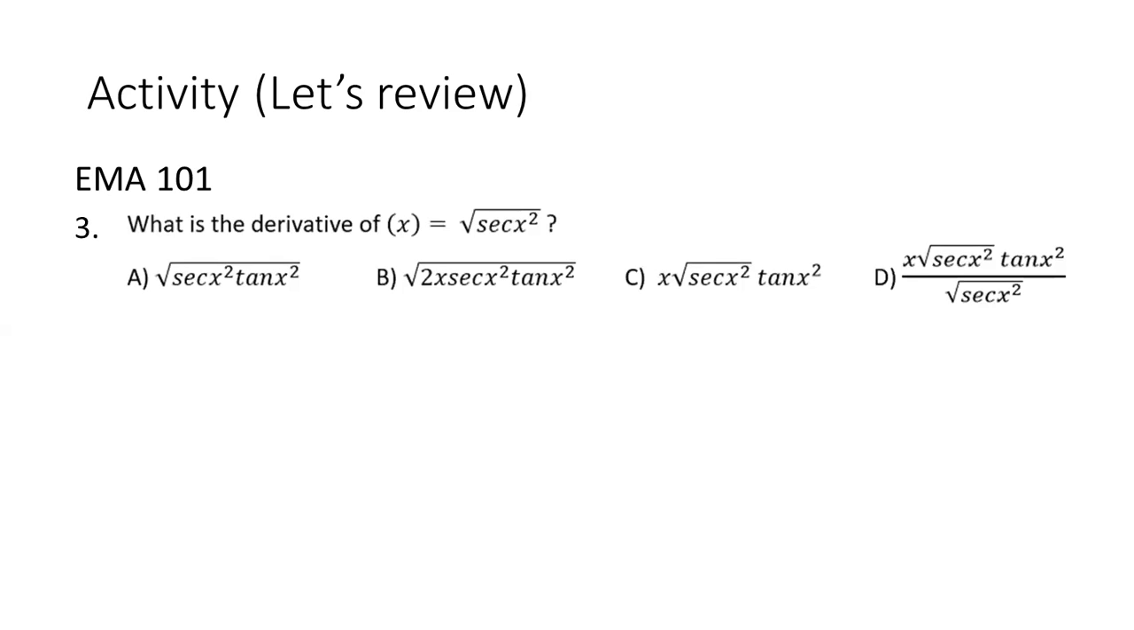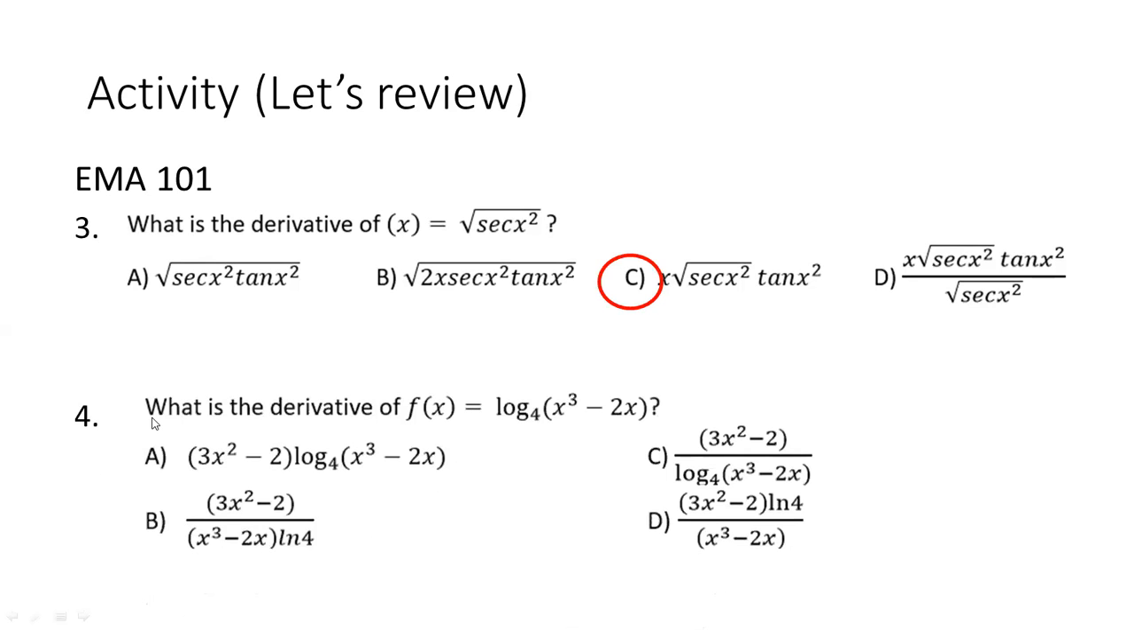And on number 3, this time we determined the derivative of a trigonometric function, the secant of x squared, and your answer is this. And I think this was the last part of the review: the derivative of the log of x cubed minus 2x to the base 4. Your answer was, of course, the last one.